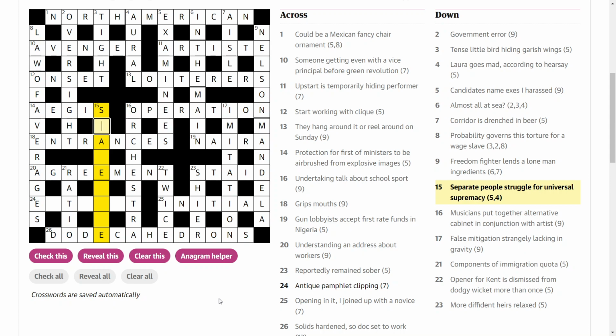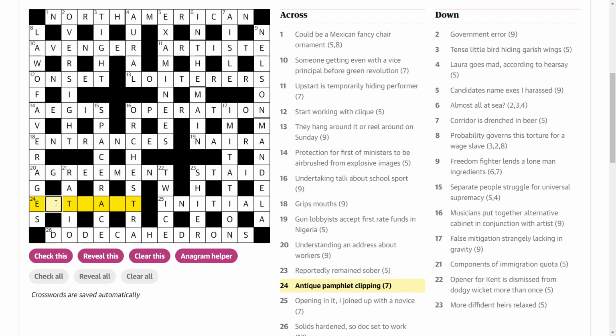Right, separate space. People struggle for universal supremacy. It's space. Oh, I see. That's a nice clue. It's space race. So separate is space, people is race, and then struggle for universal supremacy means struggle for supremacy in the universe, in space. So, which was space race, of course.